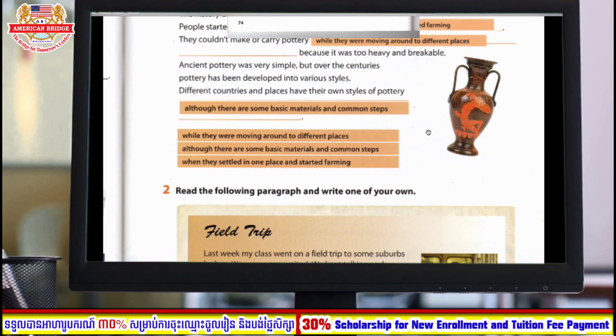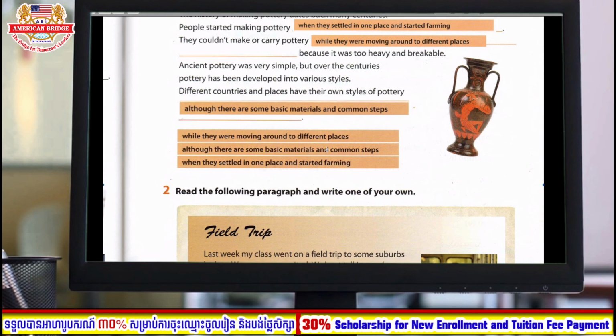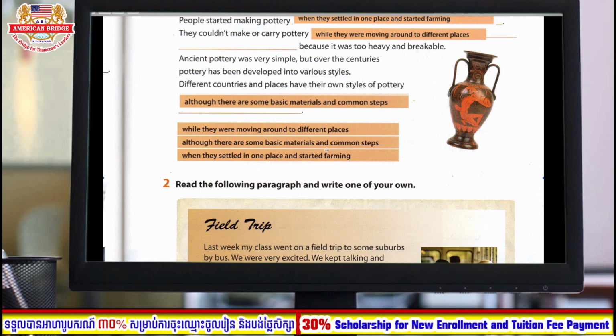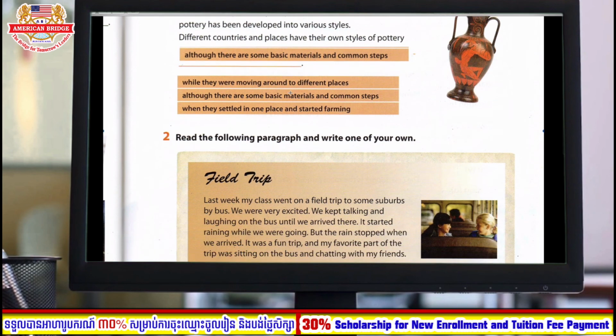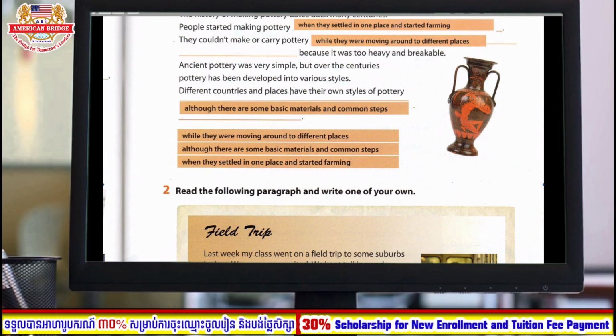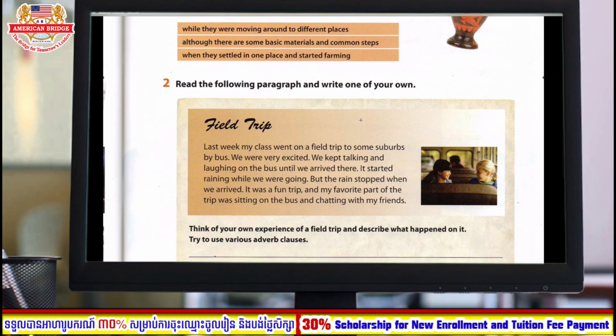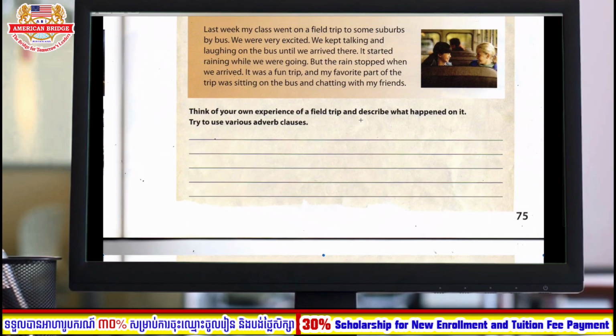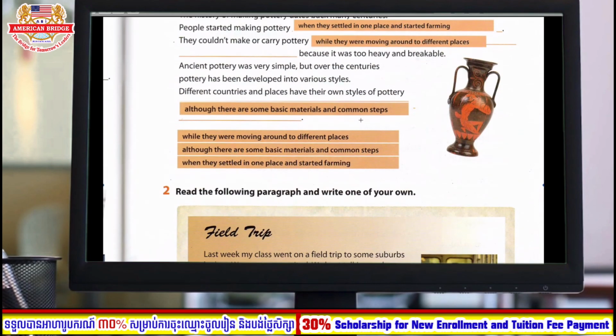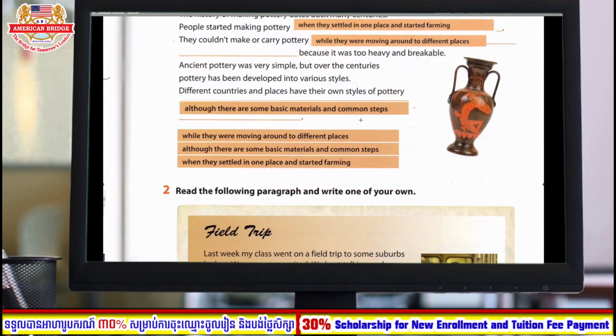All right, everyone, I think you can see the whole process of doing all of this. The important thing about this lesson is to help you decide to use the adverb clause properly. So everyone, I hope you can complete this exercise in your book by yourself, which is on pages 74 and 75. So everyone, that's it for today's lesson.